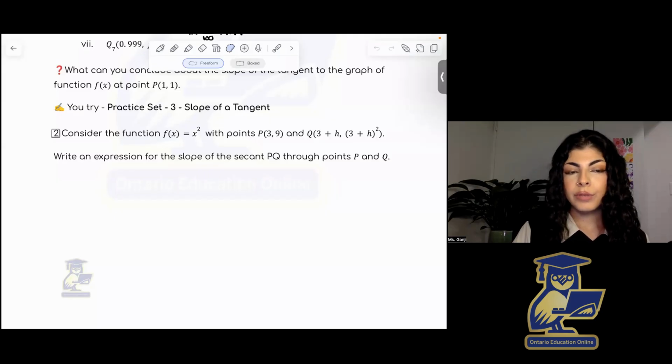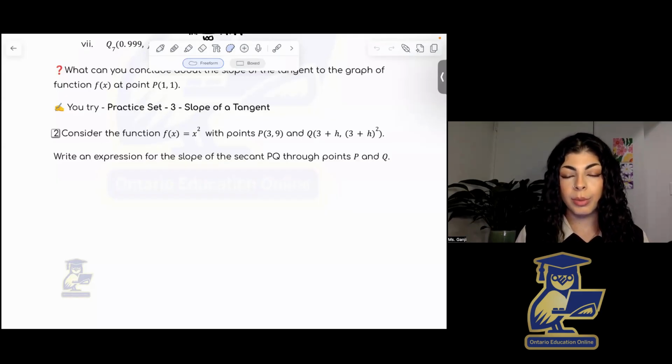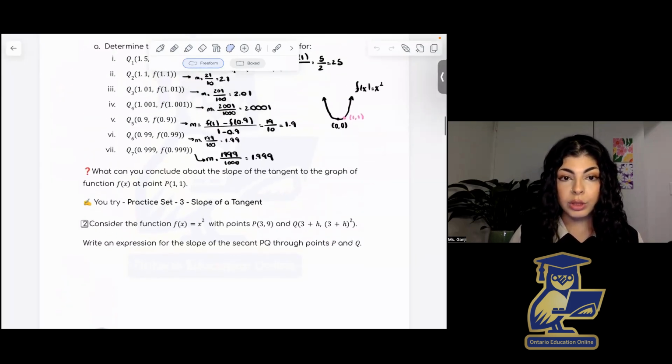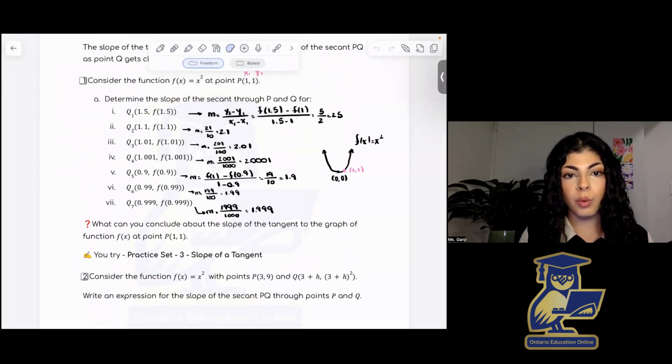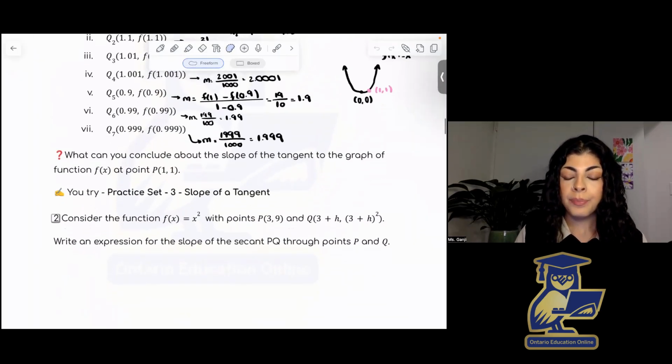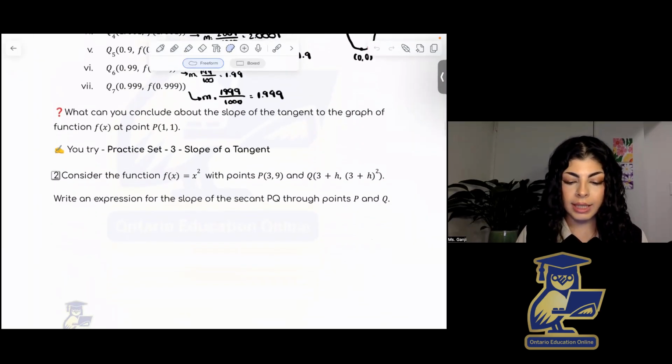So by now you should have got two sets of practice determining the slope of secants with specific points in order to determine the slope of a tangent at a specific point. So in the first one we just saw was the example of point 1, and you just got to practice another point in practice set number 3. So now let's try to generalize that.